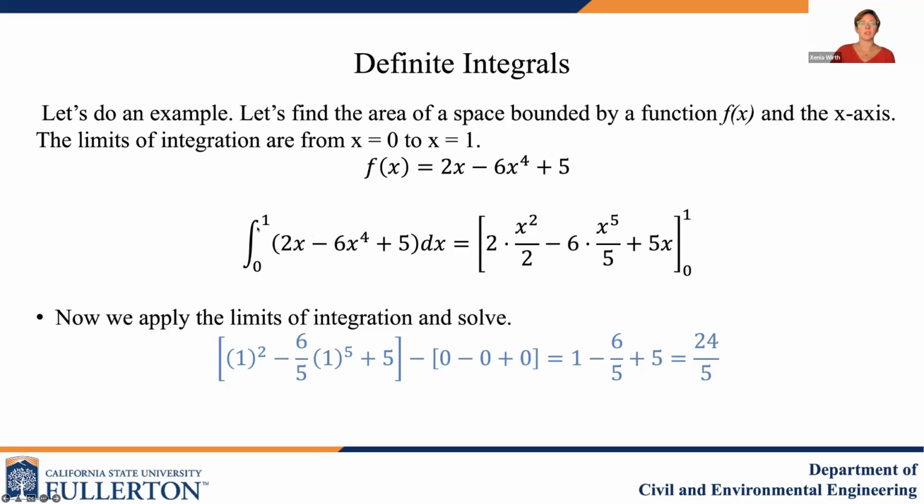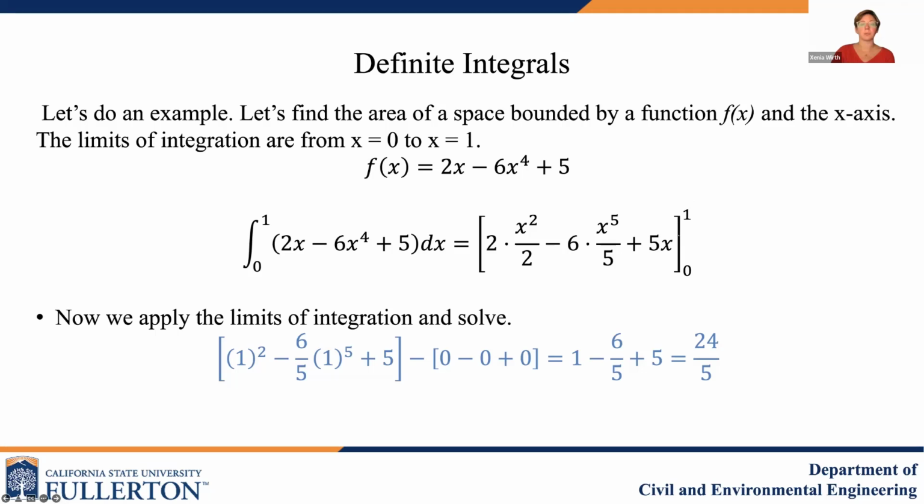So in this case, the integral of this expression would be 2 times x squared over 2 minus 6, leaving the constant alone, times x to the fifth over 5 plus 5. This is actually 5 times x to the 0 because x to the 0 is equal to 1. So that just becomes 5x. And then we apply the limits of integration here.